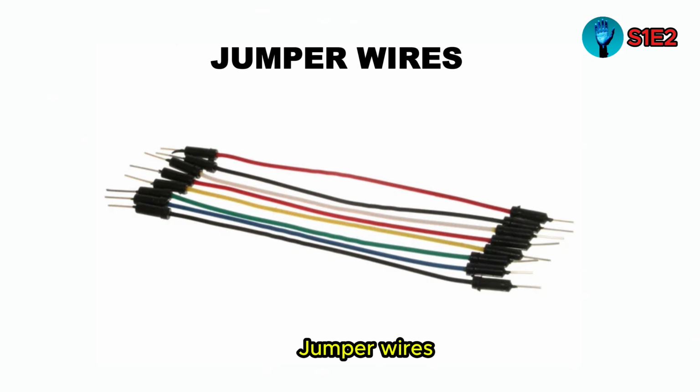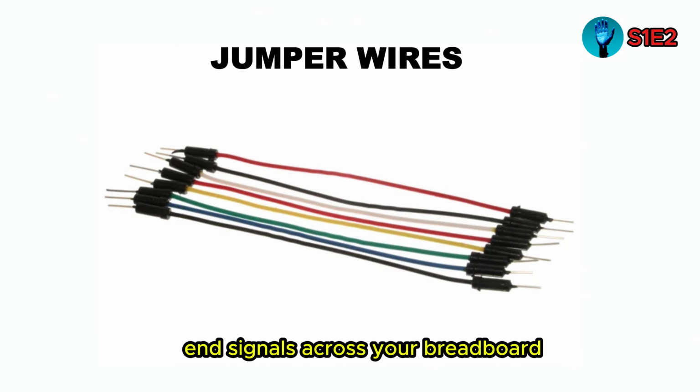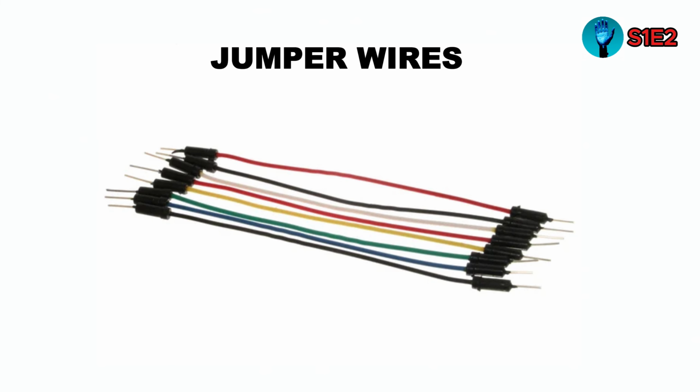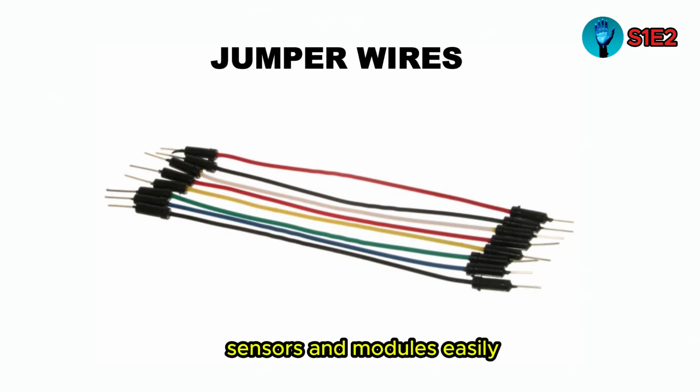Number 7: jumper wires. Next up, jumper wires. These are the colorful connections that carry current and signals across your breadboard. They come in 3 types: male to male, male to female, and female to female. Each type helps you connect different components, sensors, and modules easily.